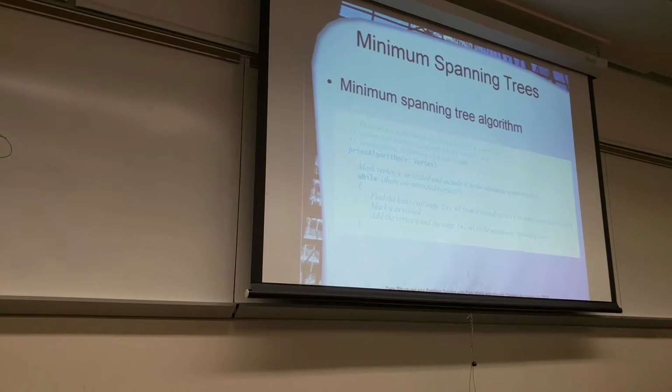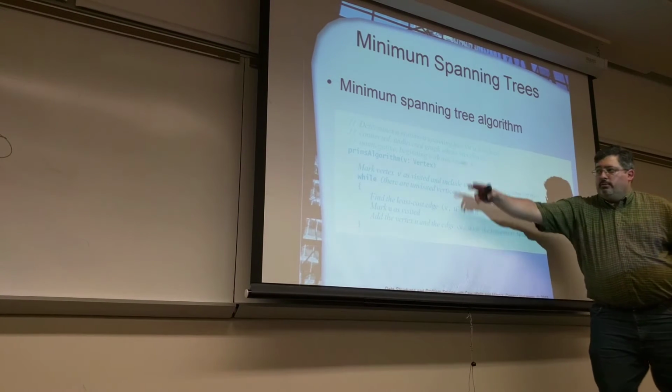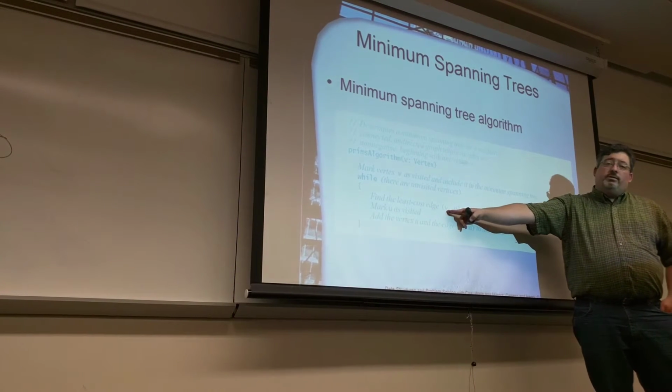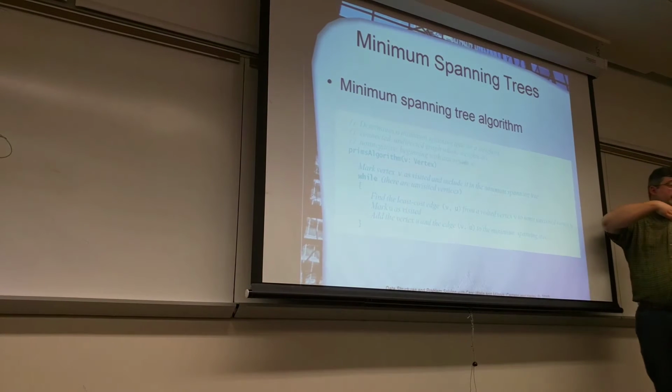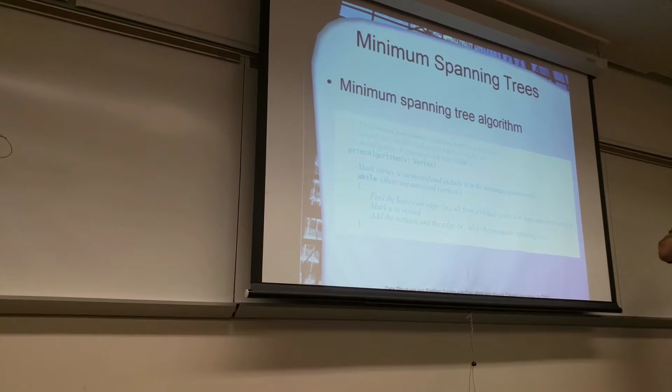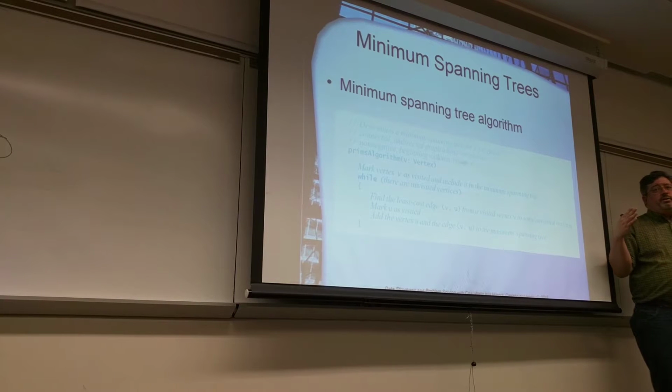So while there are unvisited nodes, find the least cost edge from V, which is my node I'm starting with, to U, from a visited vertex V to some unvisited vertex U. Actually, the V is not this one anymore. V is any node that's visited. I have my set of visited nodes, and in U are a set of unvisited. So find the least cost edge from something in my visited set to something in my unvisited set.